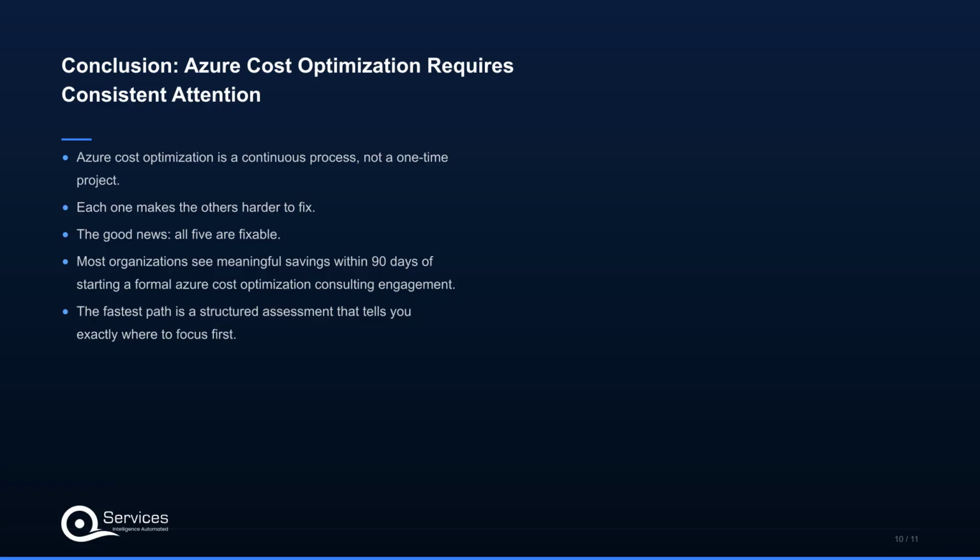The good news: all 5 are fixable. Most organizations see meaningful savings within 90 days of starting a formal Azure cost optimization consulting engagement. The fastest path is a structured assessment that tells you exactly where to focus first.